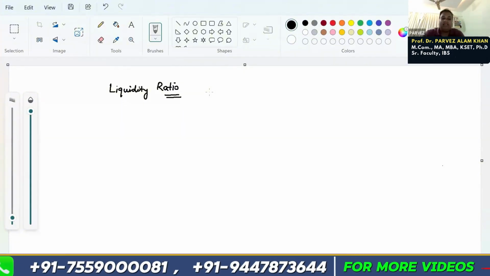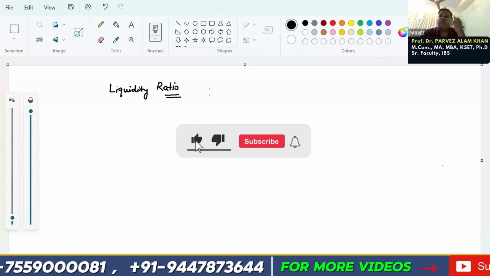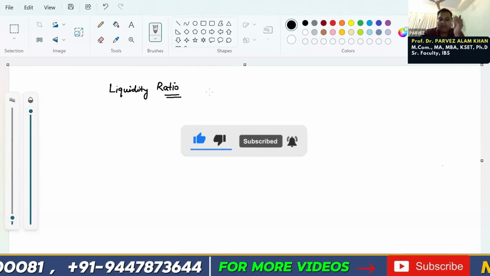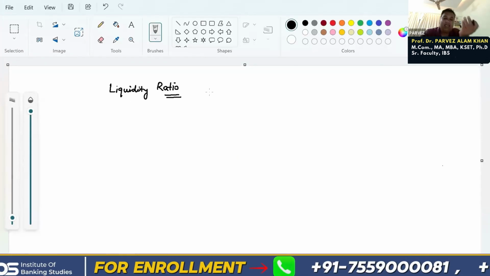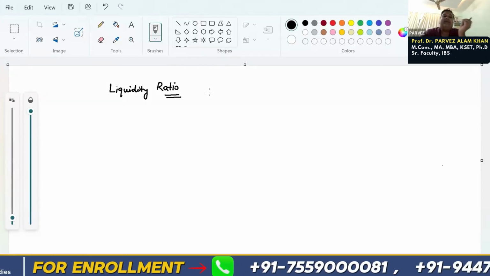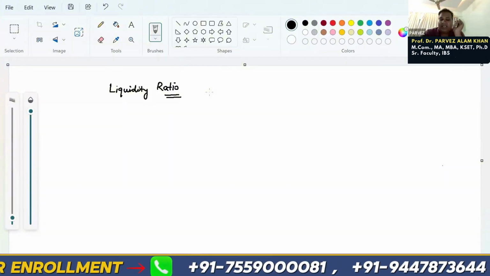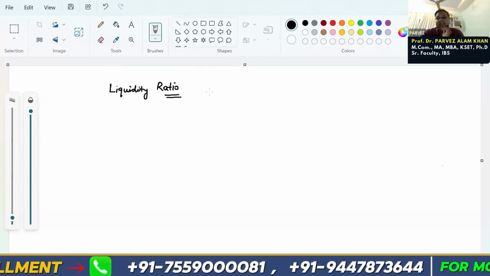What do we call a current asset? Normally, asset means that which increases your wealth. So when we say current asset, we are trying to find out what assets we currently have, in the short term, which can be easily converted into cash. That is called a current asset.